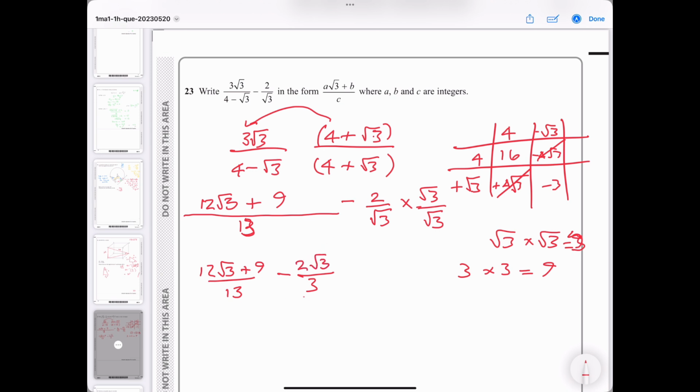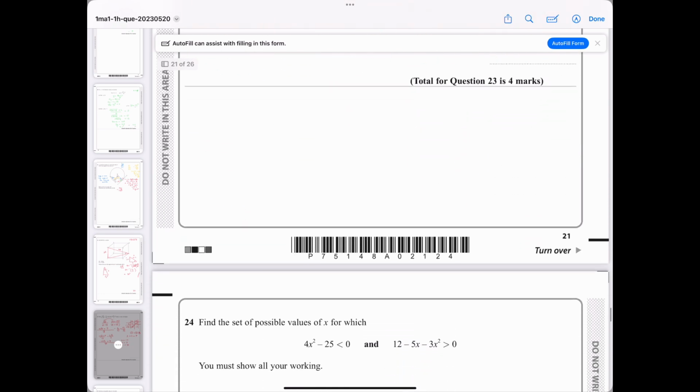So, now, the problem is we don't have a denominator that works, so we're going to have to make it 39 because I can't think of anything else. And that means that on the top we have 12√3 minus 2√3, which is 10√3, plus 9. So that means that A equals 10, B equals 9, and C equals 39. That, I think, is the answer.